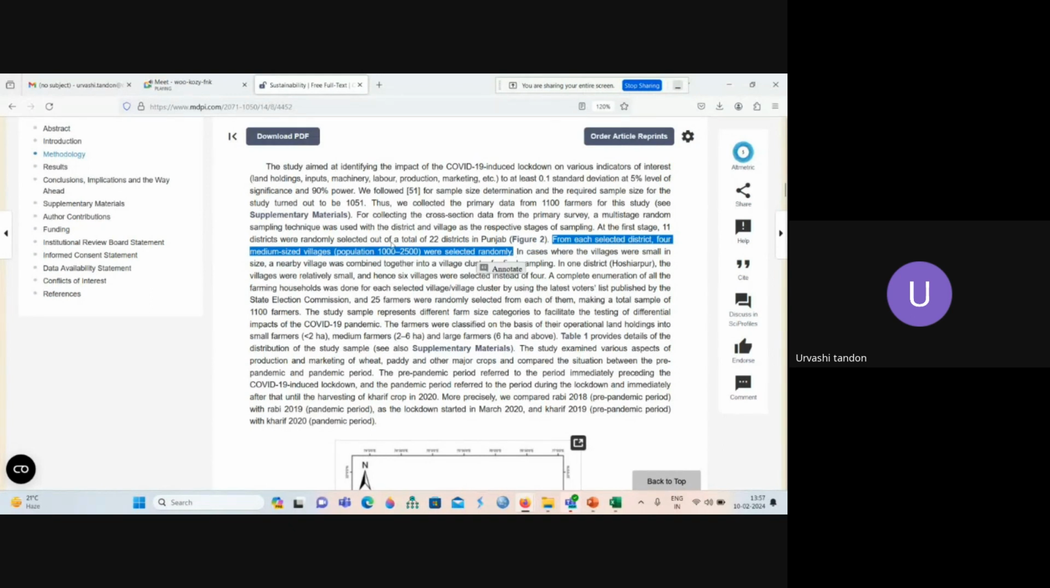See, what was the criteria? Criteria was population with 1000 to 2500. So in many cases where the villages were small in size, a nearby village was combined into the village cluster for the final. So here it is now cluster sampling also. Say we came to a cluster in one district, let's say Hoshiarpur, the villages were relatively small and hence 6 villages were selected instead of 4. A complete enumeration of all the farming households was done for each selected village cluster by using the latest voter list published by the State Electoral Commission. 25 farmers were randomly selected from each of them, making a total sample of 1100 farmers.